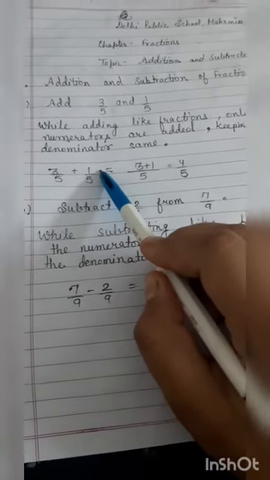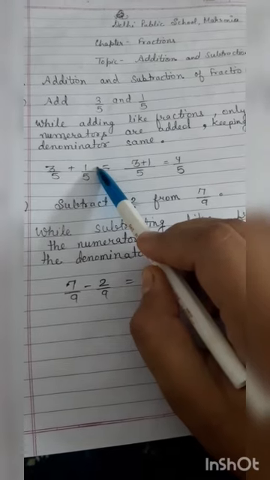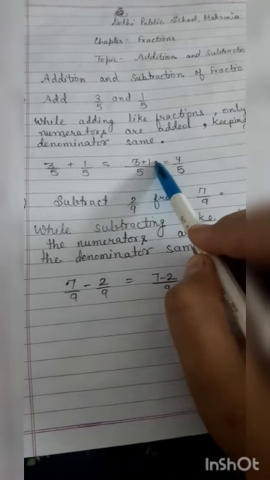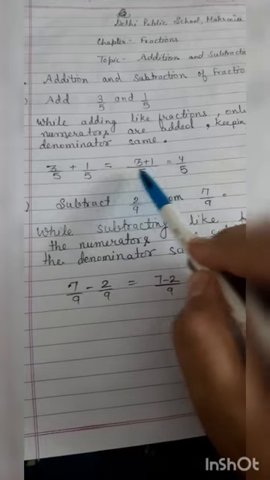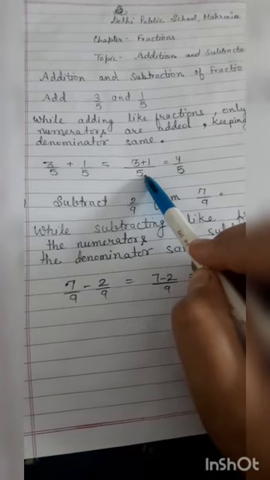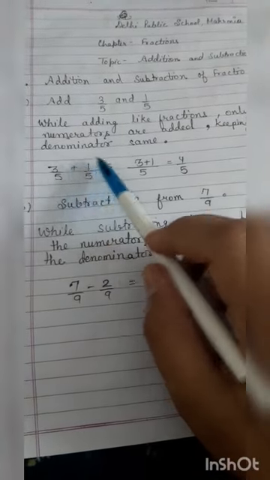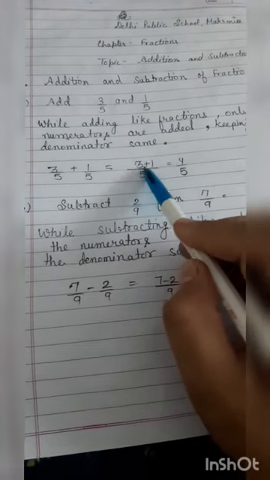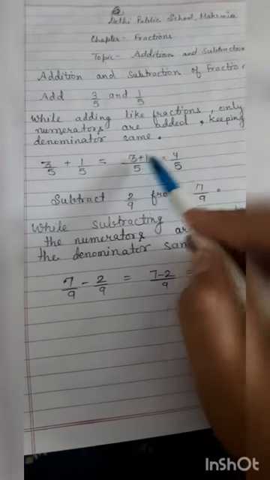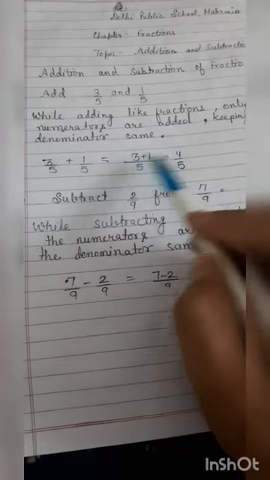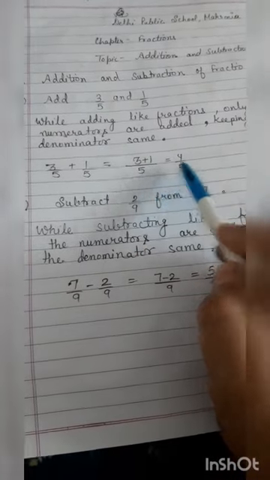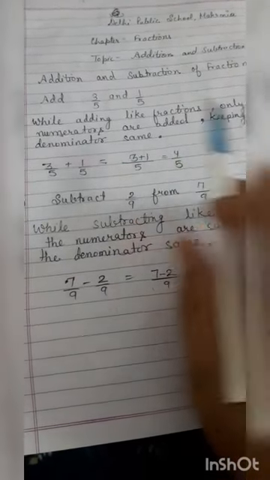While adding like fractions, we add only numerators and the denominators remain the same. So the numerators are 3 and 1, so we add 3 plus 1, that is 4. 3 plus 1 is 4. And the denominator is 5, so we write the denominator as it is.